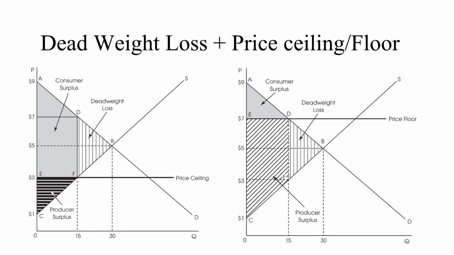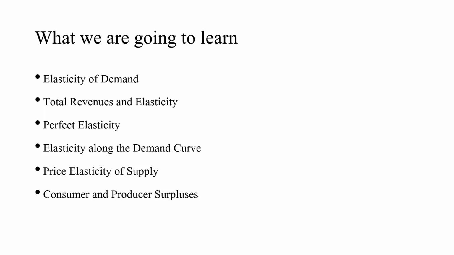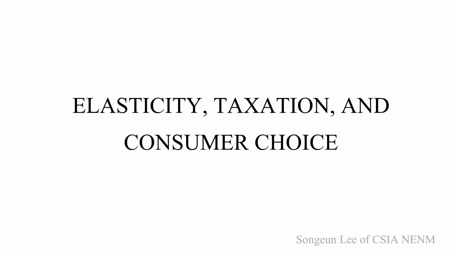We can see in the picture that when there is a binding price ceiling, deadweight loss occurs, and consumer surplus grows: there is more consumer surplus relative to producer surplus. However, when there is a binding price floor, there is also a deadweight loss, but producer surplus is bigger than the consumer surplus. So these were the important concepts of microeconomics, especially in this chapter on elasticity, taxation, and consumer choice.